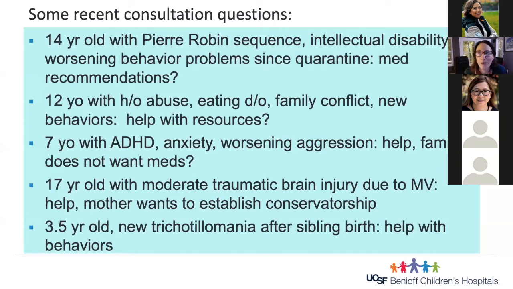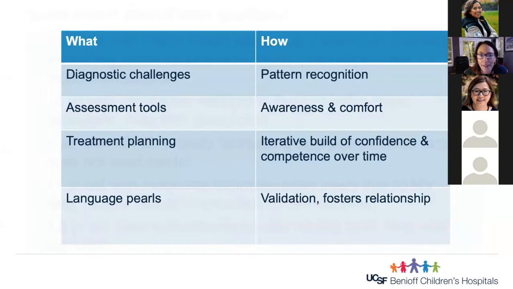And then last, with this 3.5-year-old with new onset trichotillomania, this was a patient that we were referring to our psychologist for the second step psychologist consultation component of our program, which I'm going to describe a little bit more. But this is new behavior in the context of the birth of a new sibling and wanting help with that. Next slide.